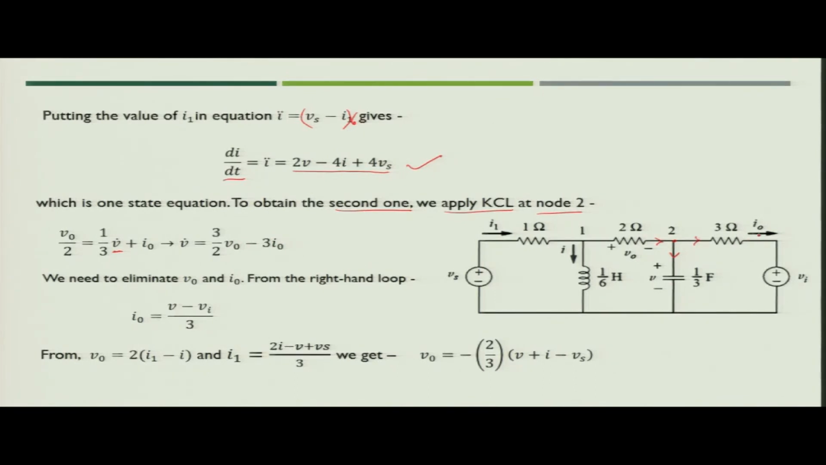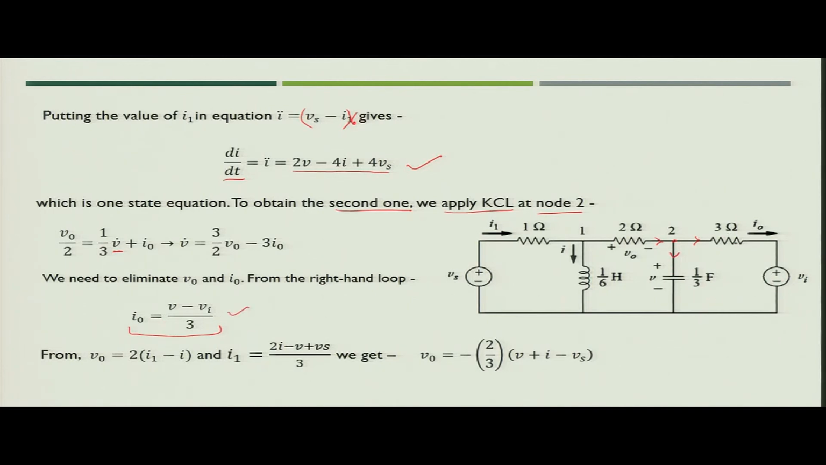Here again we have to eliminate V naught and I naught, because this is the state equation and V naught and I naught are the outputs. So, we need to replace V naught and I naught in the equation V dot equals 3 by 2 V naught minus 3 I naught. Now, to eliminate, what will we do? From the right hand loop, we know the voltage across the capacitor is V. So, what can we write? V minus V I by 3 is equal to I naught.